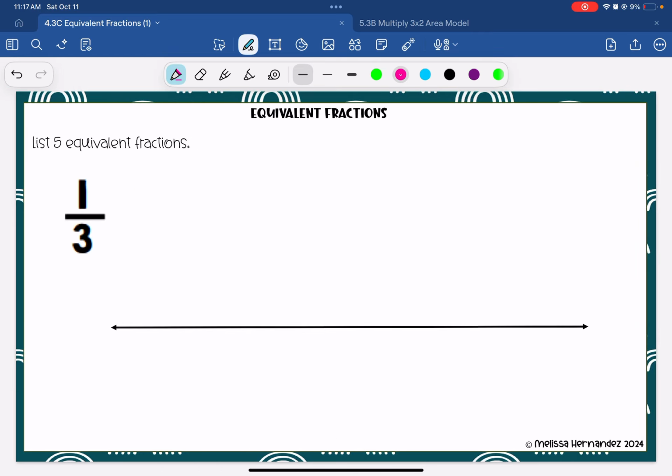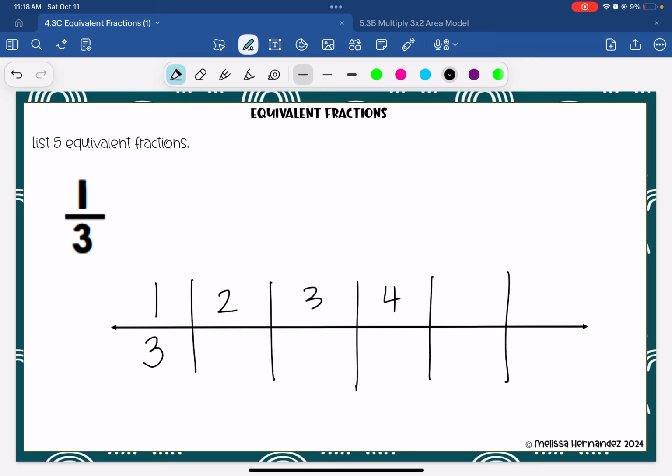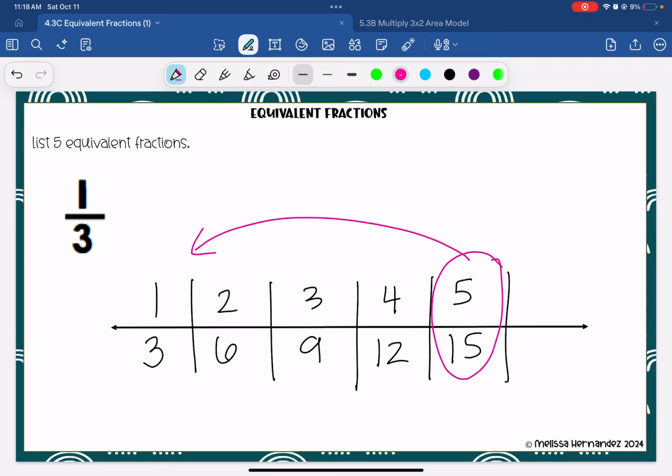All right, so here's where we'll skip count. I do recommend making railroad tracks to keep it organized. I'm going to write the first multiple. You multiply by 1, and then now we're going to skip count. So 2, 3, 4, 5, and then skip count my 3s: 3, 6, 9, 12, 15. So in other words, 5 over 15 is equivalent to 1/3. 3/9 is also equivalent to 1/3.